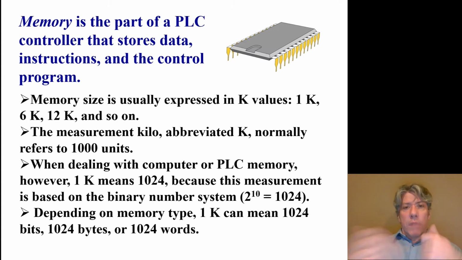In our regular language, we usually talk about kilo being 1,000, but in PLC and computer language, kilo means 1,024, and the reason for that has to do with the base 2 system that all PLCs and computers in general use. We'll look at numbering systems a little bit later.